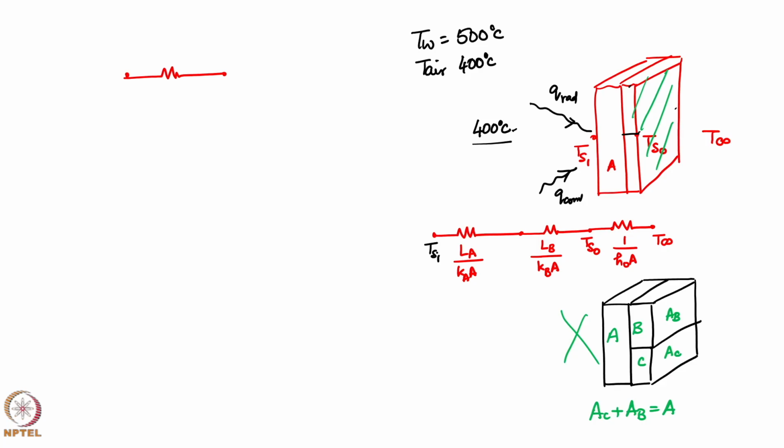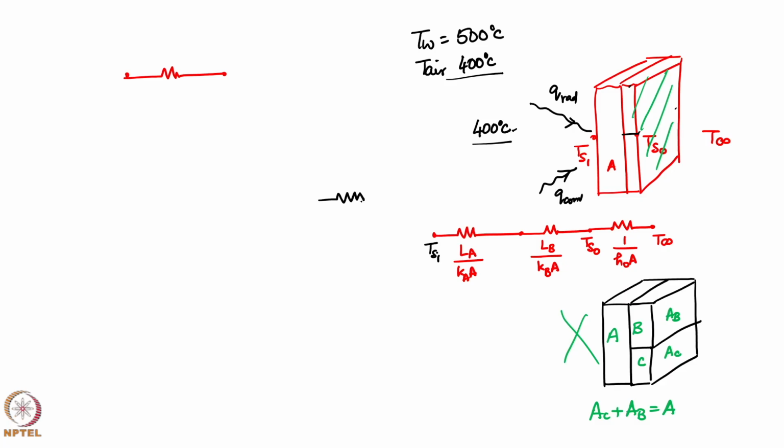Then I will not be able to draw this kind of circuit diagram. It is difficult to draw because the convection is across a different temperature gradient, and radiation is across a different temperature gradient, and therefore your circuit diagram will become a little complicated. However, here that is not the case.